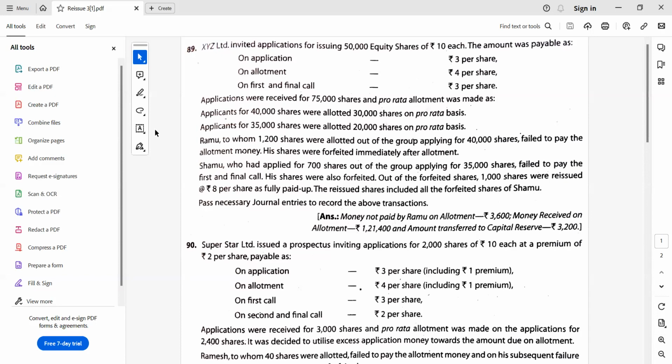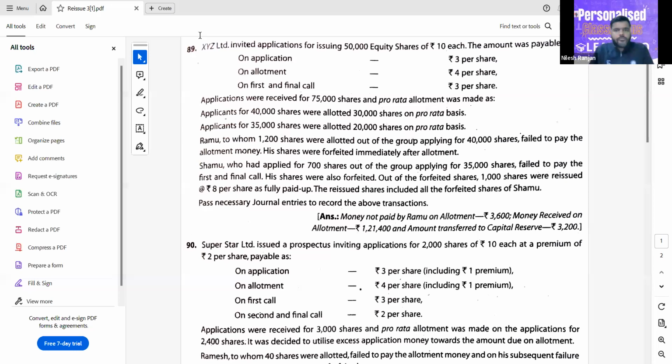So in this, at the time of reissue, when we are transferring the share forfeited amount to capital reserve, here all the shares are not being reissued, but they've given this amount of shares from this applicant and the other part from the other applicant. How are we supposed to calculate the amount which is transferred to the capital reserve?